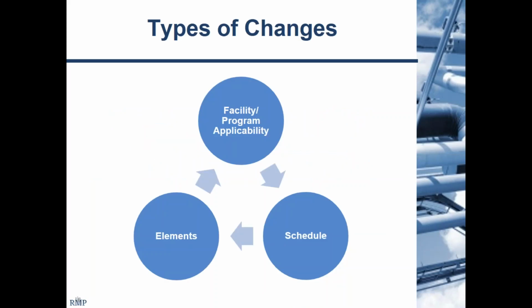There are a few different types of changes that we'll be going over. They fall into three different types. One is the elements. There are changes to the elements of the program. The next one is the facility and the program applicability. And then the final one is the schedule associated with the new programs. Now, the third one, the schedule, is one of the things that we've emphasized a little bit more in this presentation because of the October 1st initiation, I guess, promulgation date for the regulations.